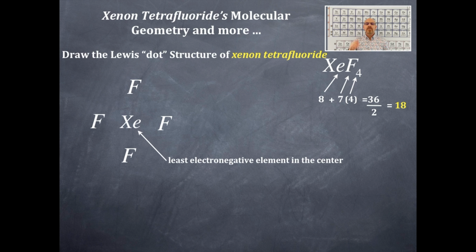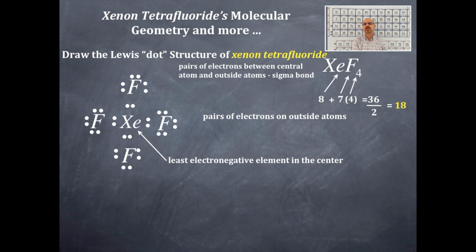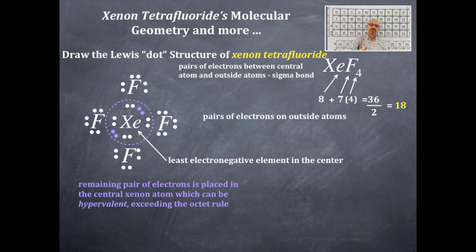We're going to place pairs of electrons between the central element and the outside element, and that is right there like that. I still have electrons left over, so I'm going to place lone pairs of electrons around these outside elements, and that goes there like that. Okay, you should see that fluorine has an octet. But there are 2 pairs of electrons left over. What do I do with them? Dump them in the middle.